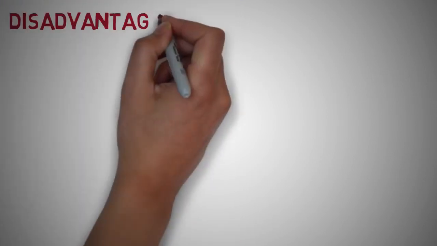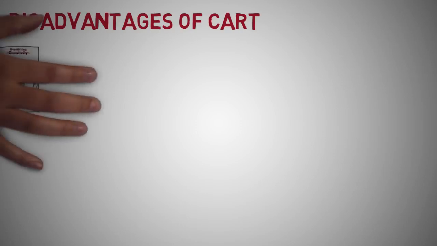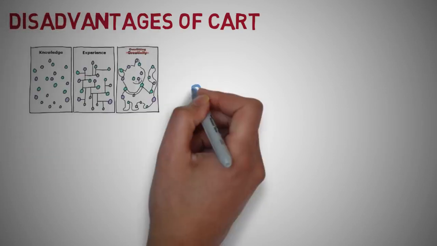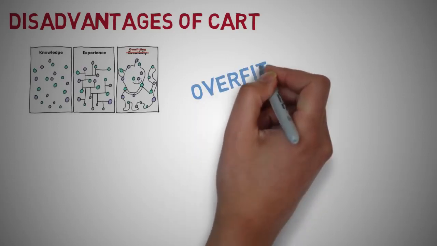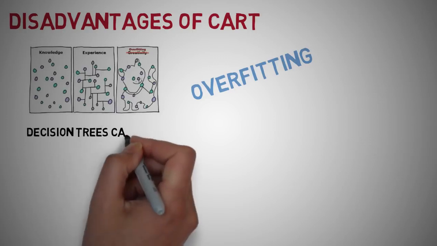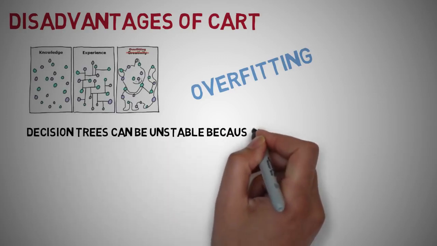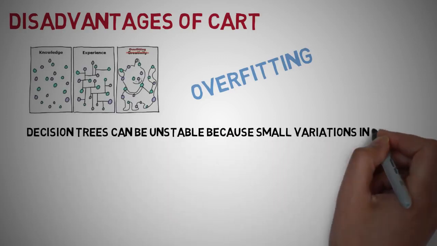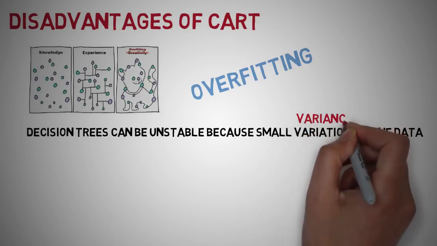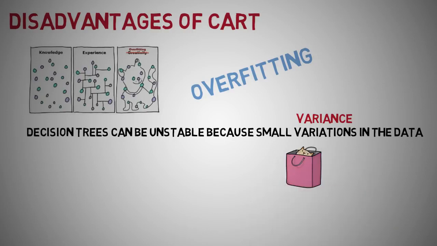The disadvantages of CART, however, is that decision tree learners can create overcomplex trees that do not generalize the data well. This is also known as overfitting. Decision trees can become unstable because small variations in the data might result in a completely different tree being generated. This is called variance, which needs to be lowered by methods of bagging and boosting.